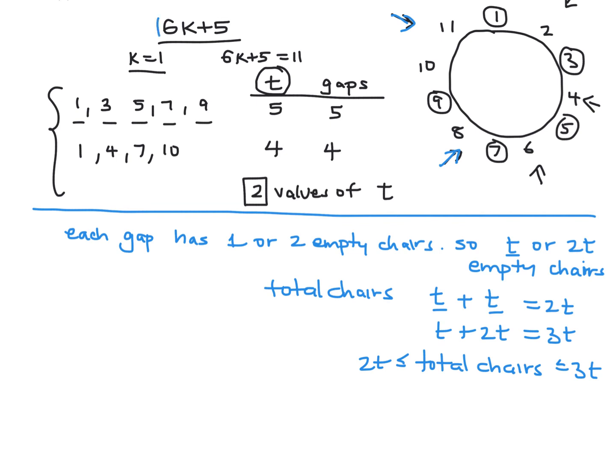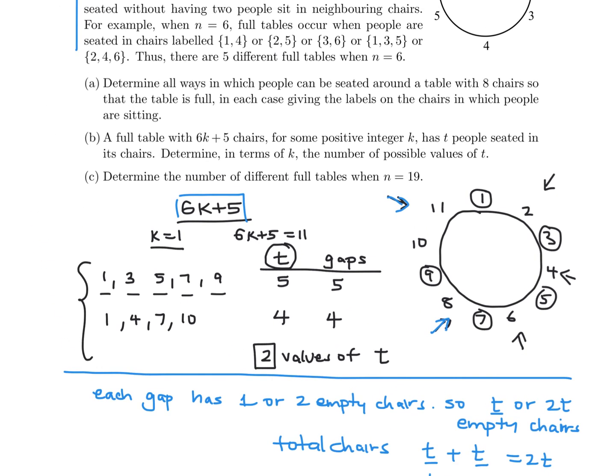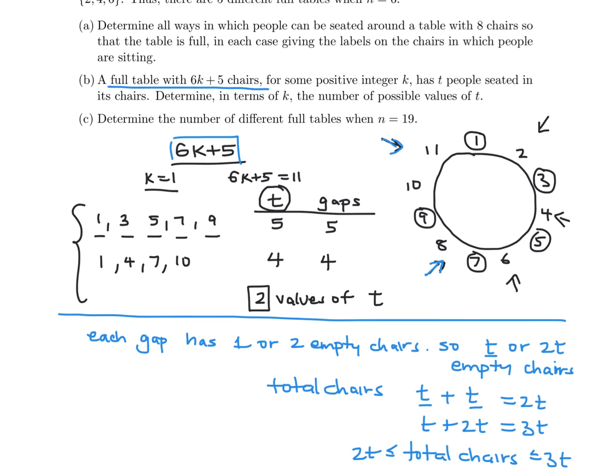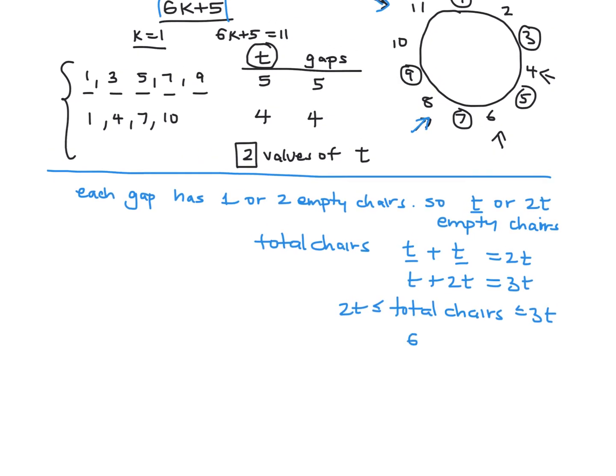And the total chairs is 6k plus 5, correct? Yeah, a full table with 6k plus 5 chairs. Okay, so that means 6k plus 5 goes here. So hopefully this will help. And then now let's solve for k in this inequality. And you guys know how to do that, I think. Let's see here. But let's do it one at a time because we're going to have to do a little bit of modification. Let's do this first, and then we'll do that second.